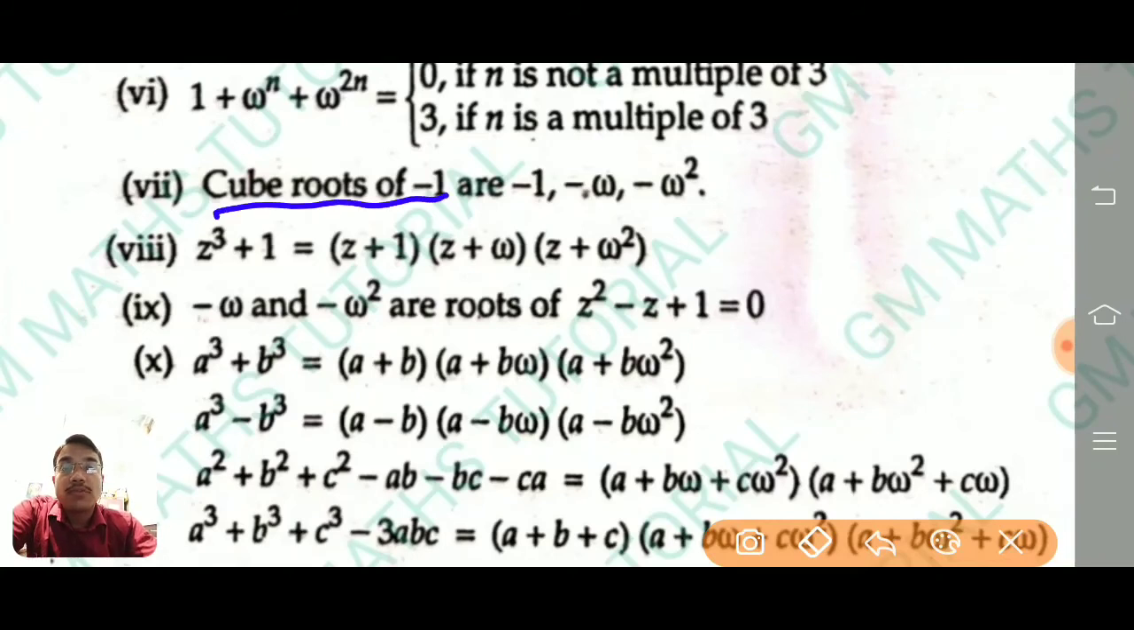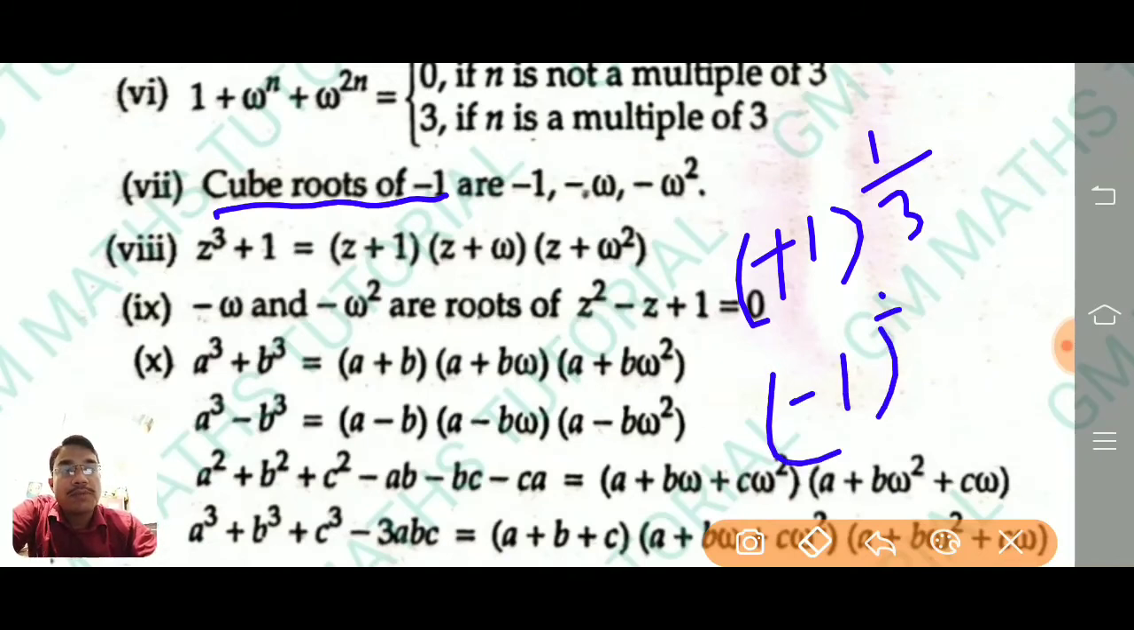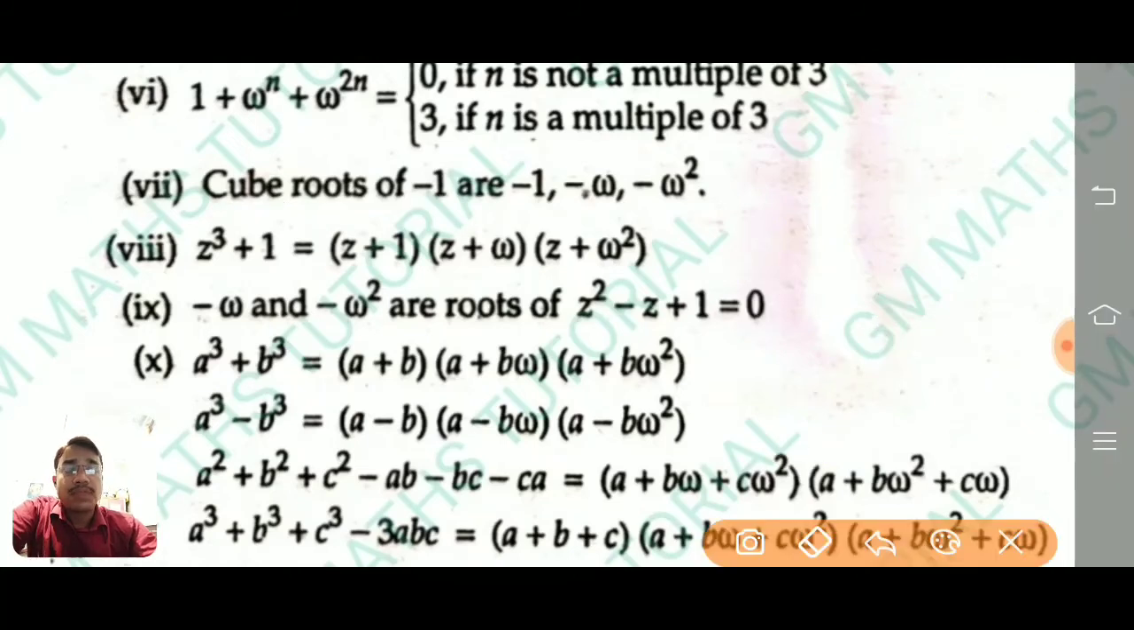Now here is some more property: the cube root of minus 1. Here we studied about the cube root of unity, 1 raised to the power 1 by 3. But if the quantity is changed, to the cube root of negative 1, (negative 1) to the power 1 by 3, then what is the effect that takes place here?